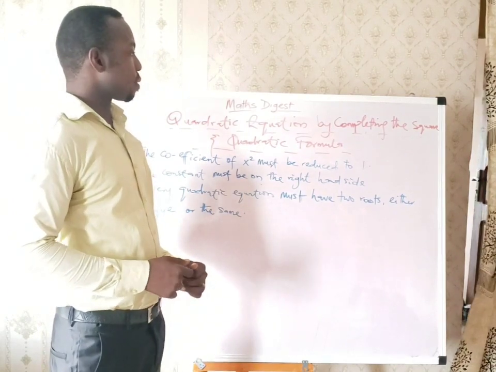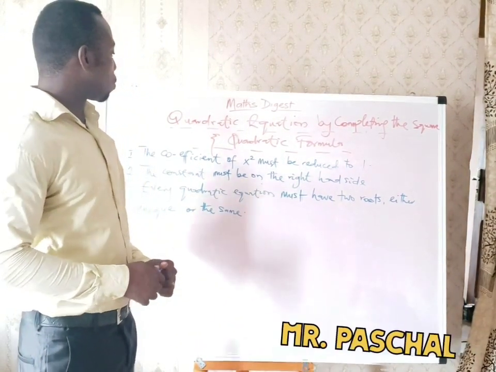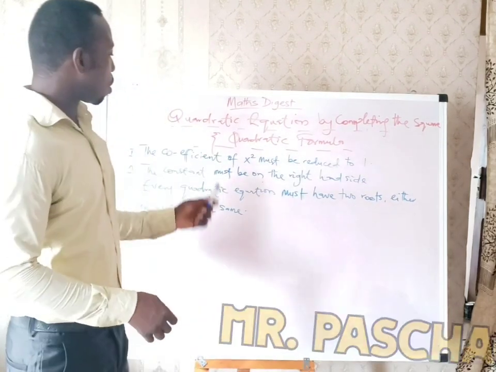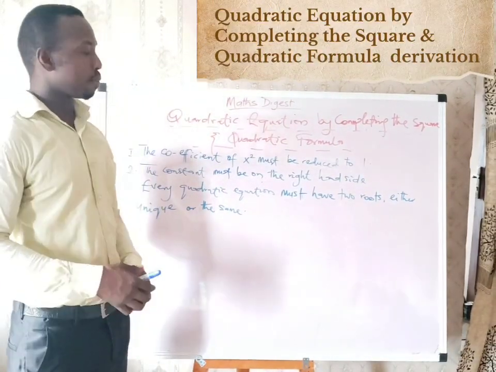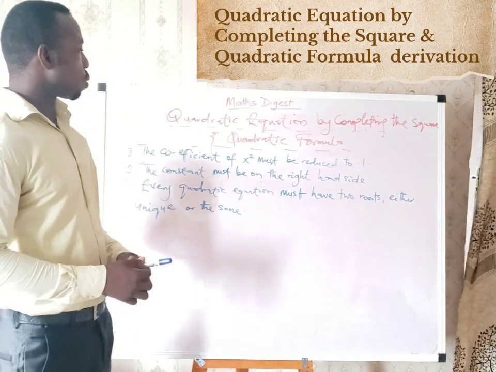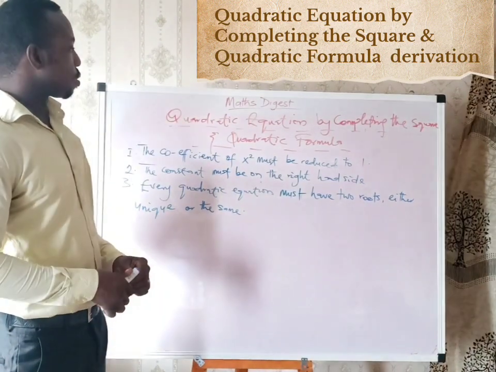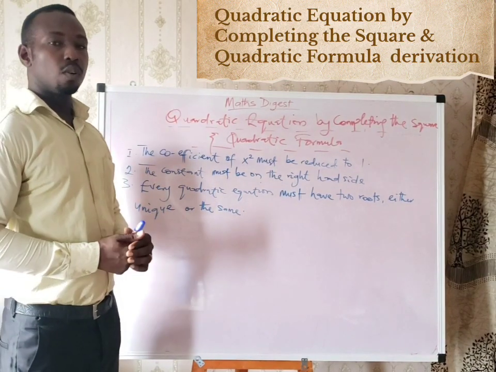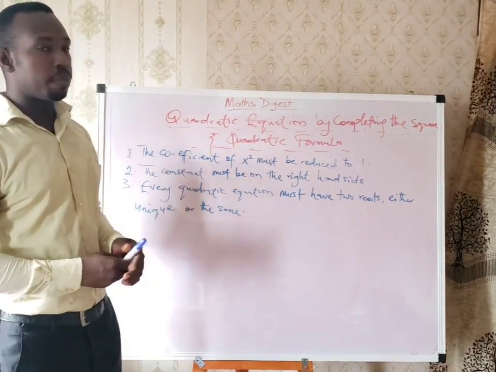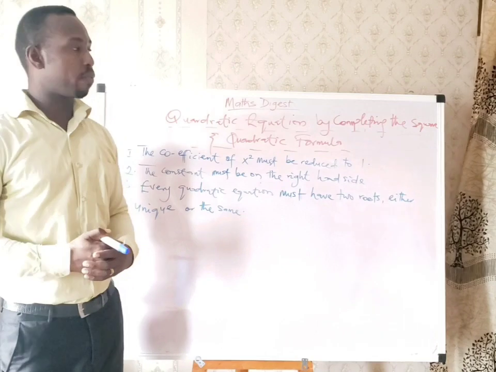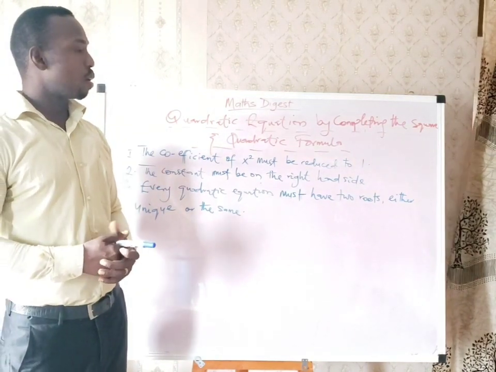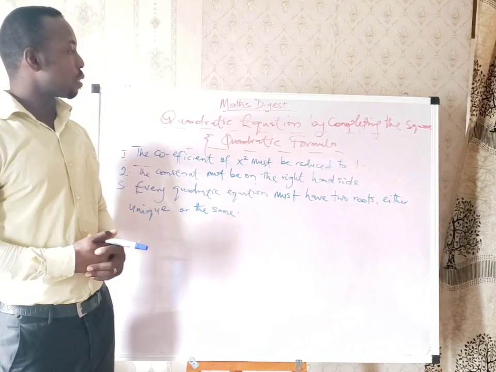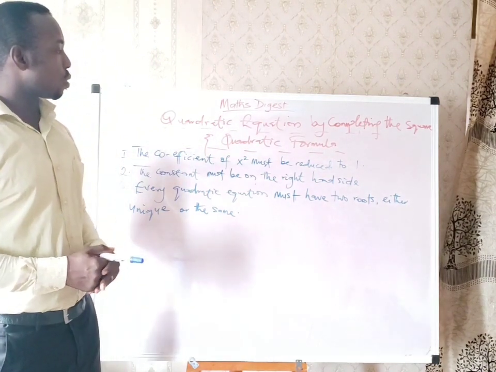Okay, all right. Now we want to solve a quadratic equation by the completing the square method or by the quadratic formula. These two methods can be applied when a quadratic equation is given and is not factorizable. You use them to bring the solution to that equation.